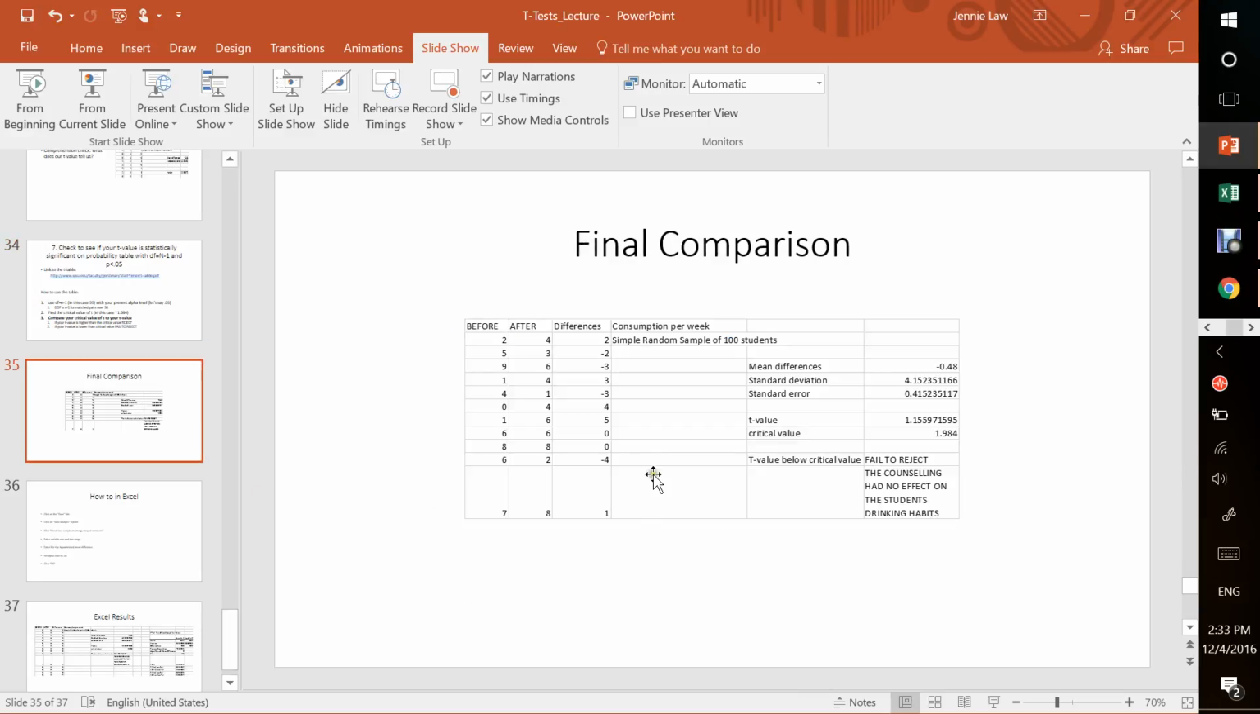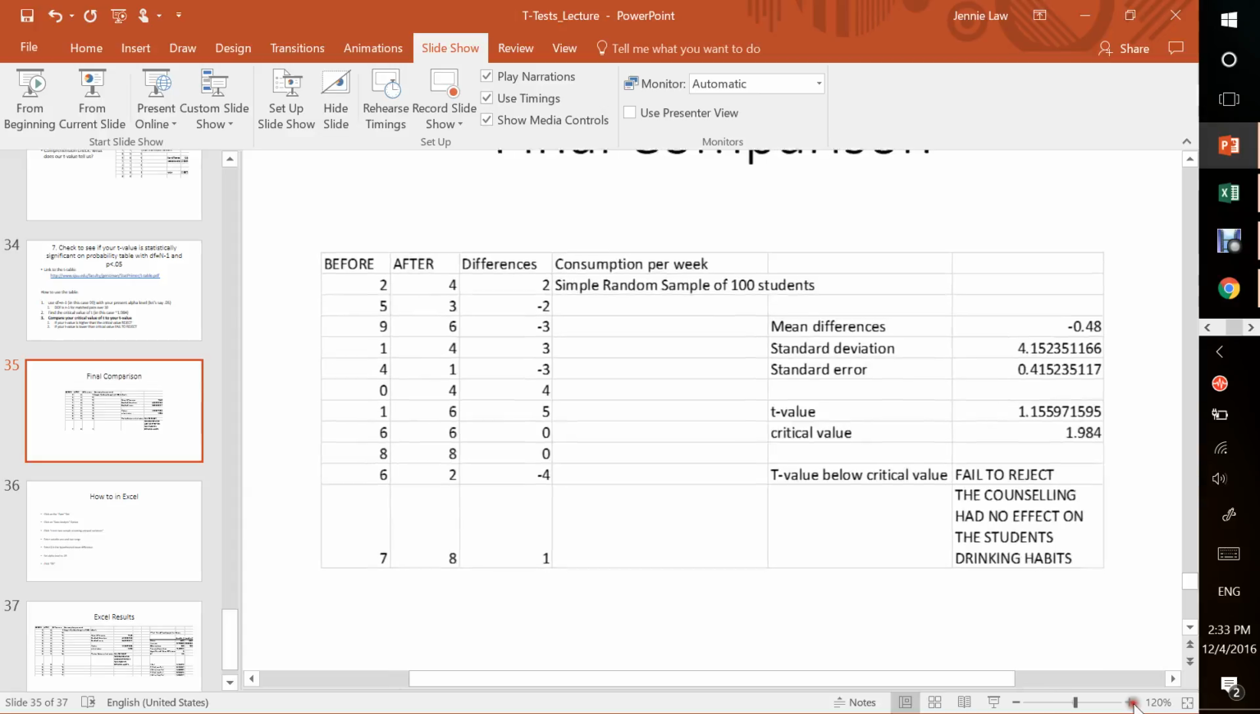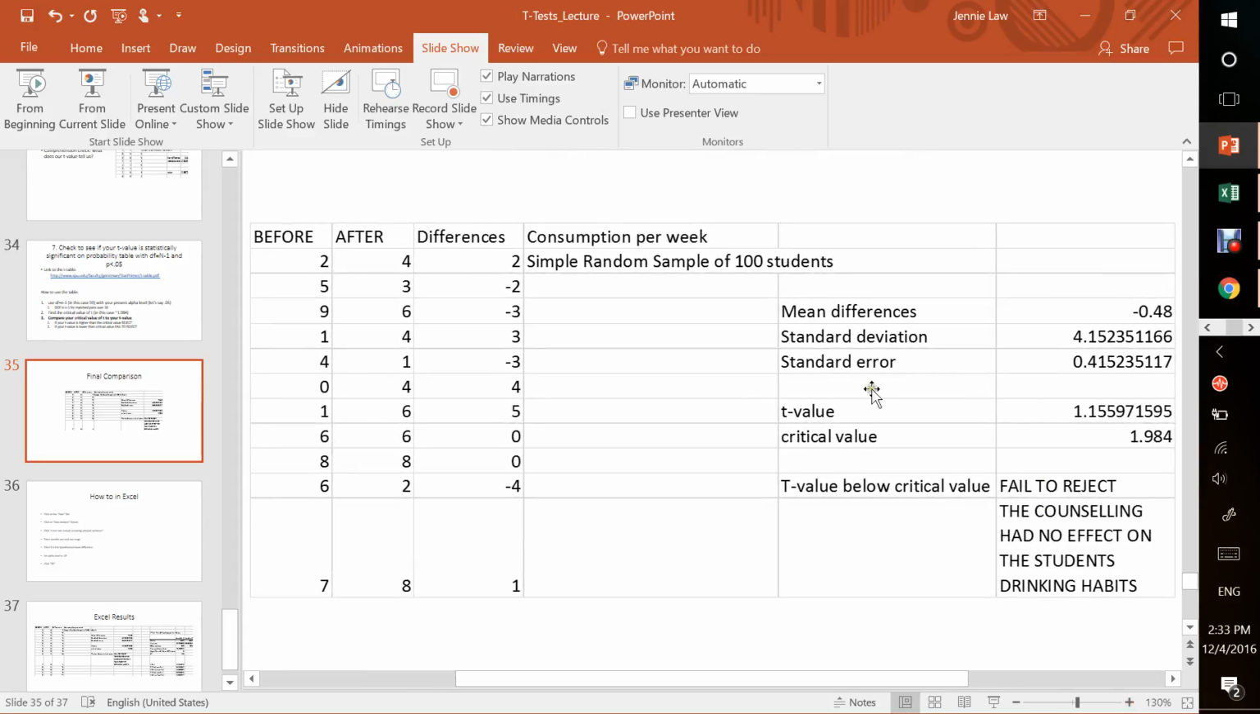So if you want to look at that, you can see all of that detailed here on this table, including the comparison of our t-value of 1.15 and our critical value. The t-value is below the critical value, so we failed to reject, and the implication is that the counseling had no effect on students' drinking habits.